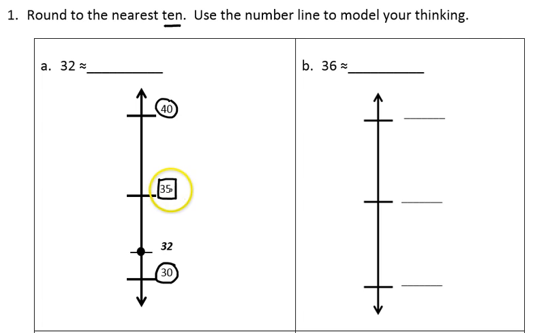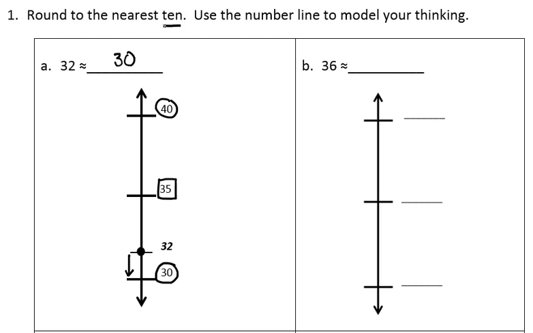Now we're going to show 32 on our number line. Well, 32 falls between 30 and 35, and this dot shows us where 32 is. Since 32 is below the midpoint of 35, we're going to round it down to 30. So when we round 32 to the nearest 10, our answer is 30.